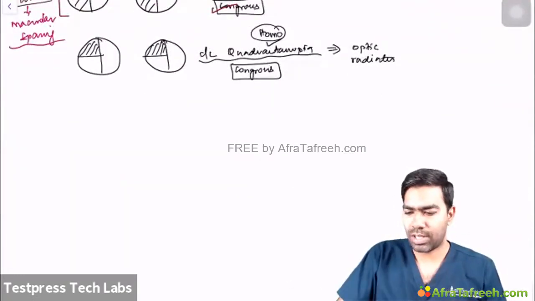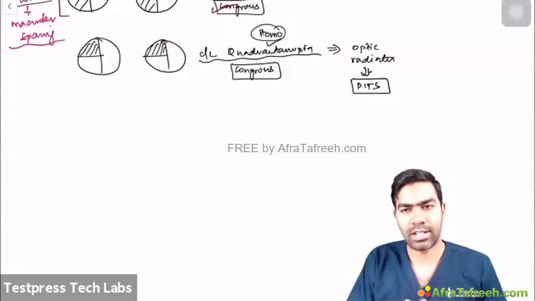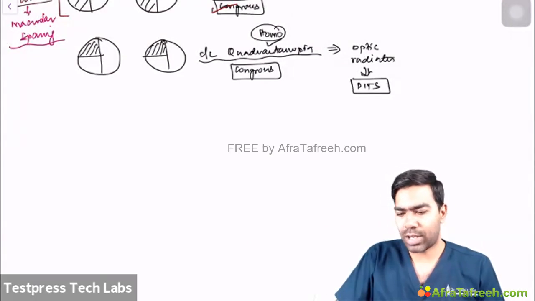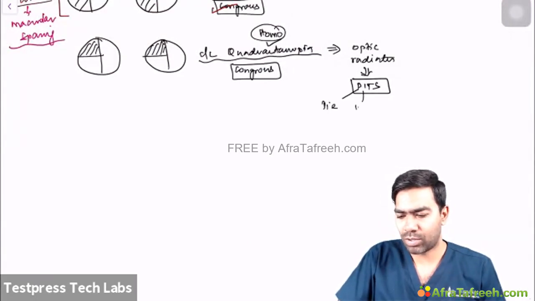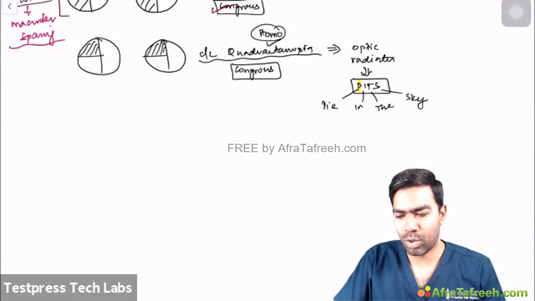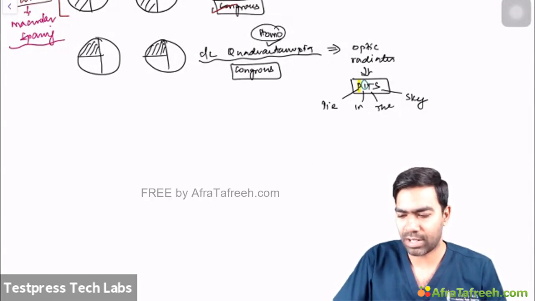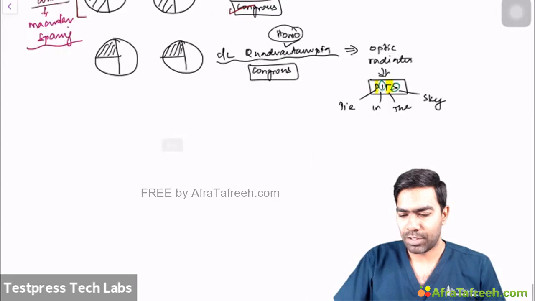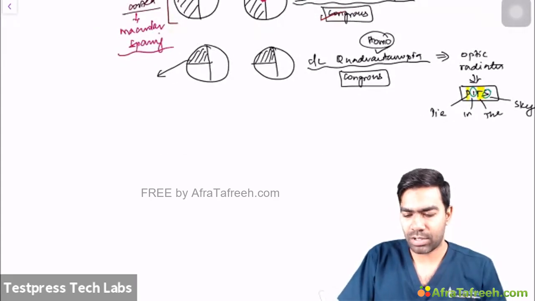Now, I have a mnemonic for that as well. For optic radiation lesions, the mnemonic is PITS, or you can remember it as pie in the sky also, but I remember it by the mnemonic PITS. What do I mean by PITS? Parietal lobe involvement means inferior vision loss, and temporal lobe involvement means superior vision loss, which means this kind of visual loss goes towards a temporal lobe involvement.